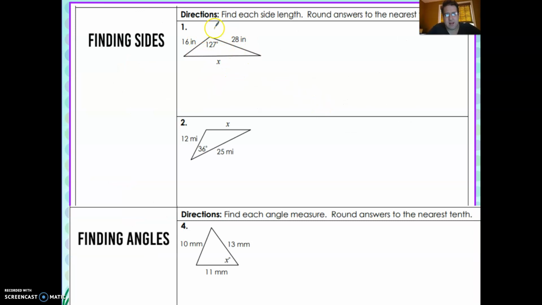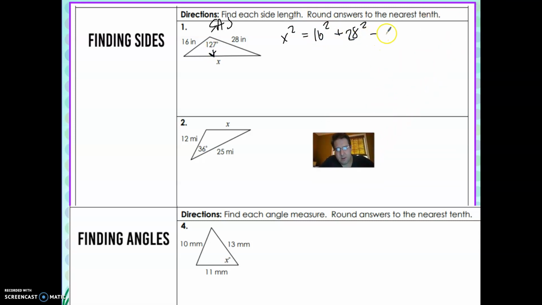Another side angle side question. So we have x squared equals, I'm going to do one of each. I'm not going to do both of these. So remember, that's the opposite side is equal to 16 squared plus 28 squared minus 16 times 28 times cosine of 127.